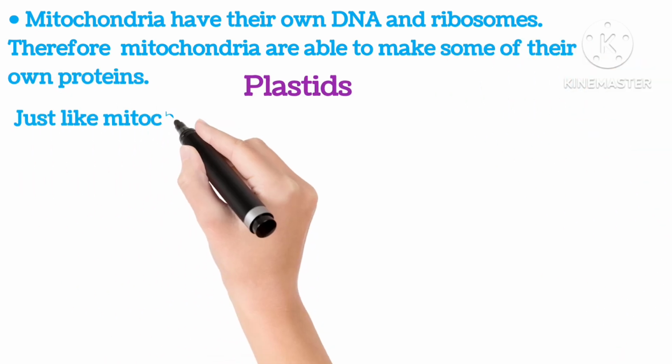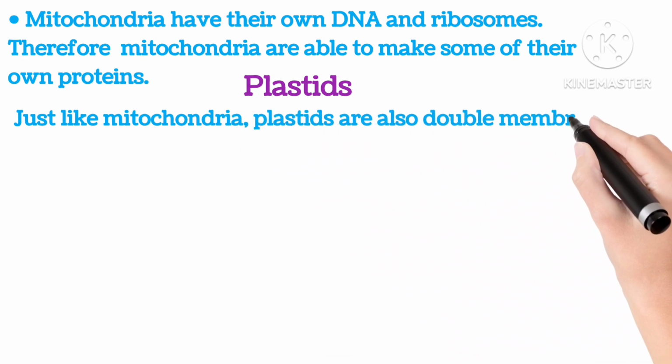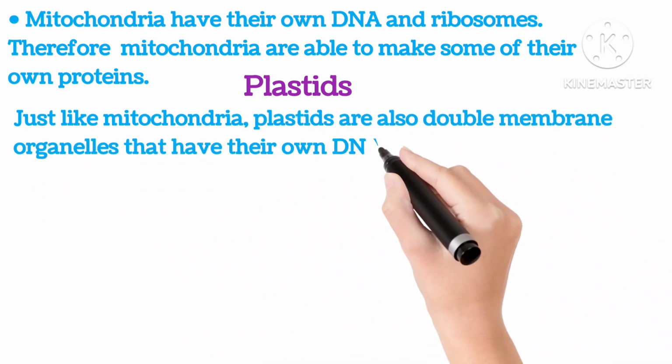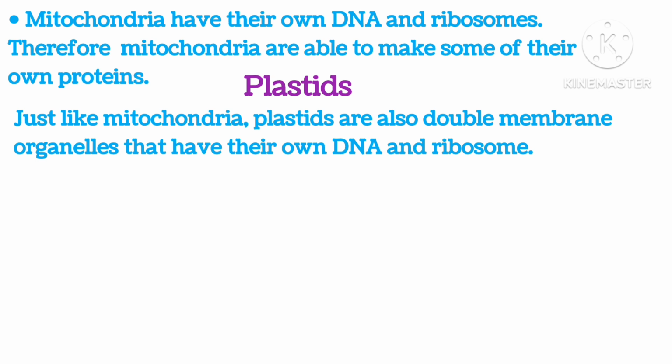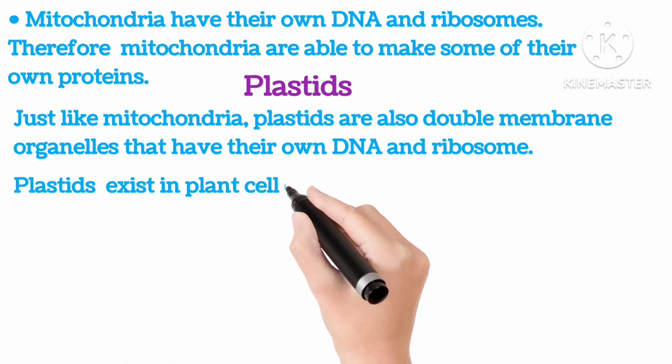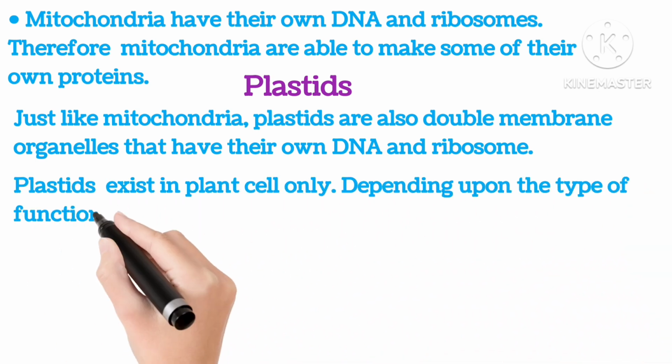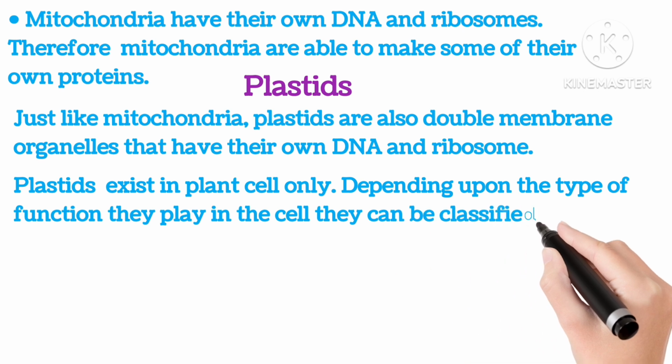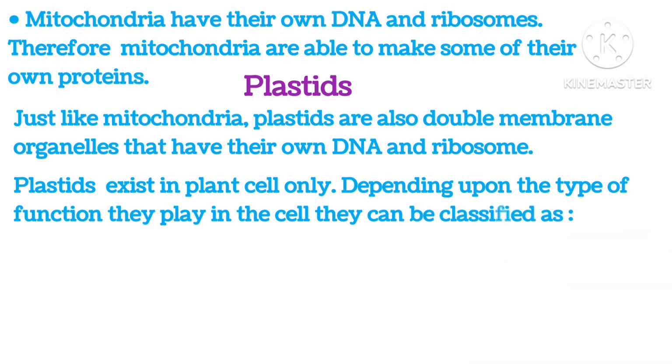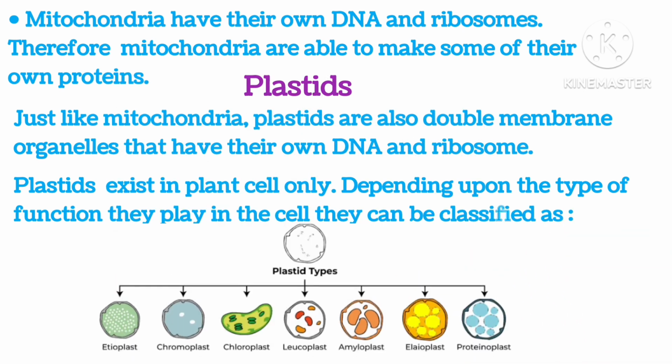Next is plastids. Just like mitochondria, plastids are also double membrane organelles and they have their own DNA and ribosomes. Plastids exist in plant cells only. Depending upon the type of functions they play in the cell, they are classified as follows. You can see here different types are chromoplast, chloroplast, leucoplast, etc.